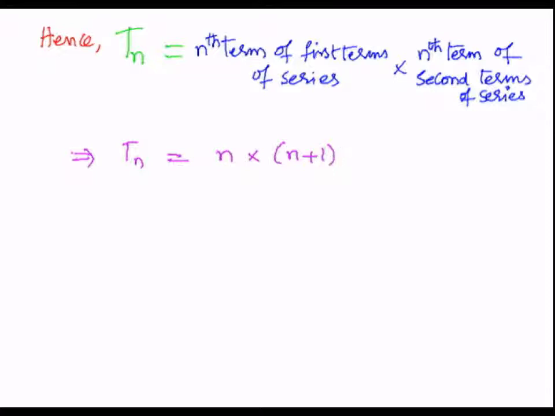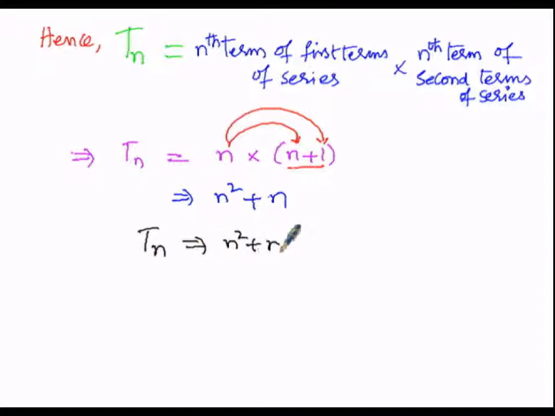In order to get the capital Tn, the nth term of the given series, each and every term in the bracket must be multiplied by n. So n must be multiplied with n first of all and then with 1. So n into n is n square plus n into 1 is n. Therefore we got the capital Tn, the nth term, as n square plus n.